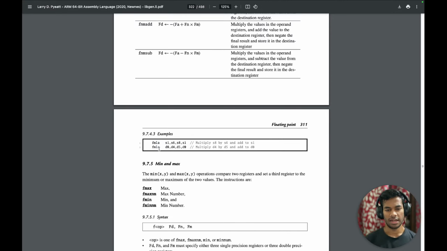FMLA and add the values in these two registers. Multiply the values in these two registers, then add this value to their product and save it to this. And same goes for this.